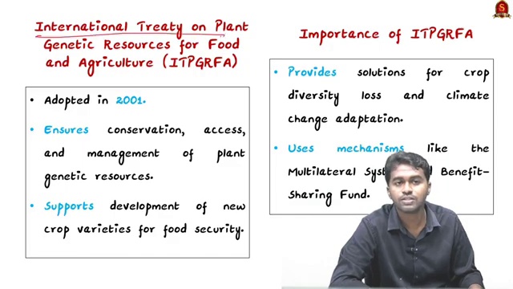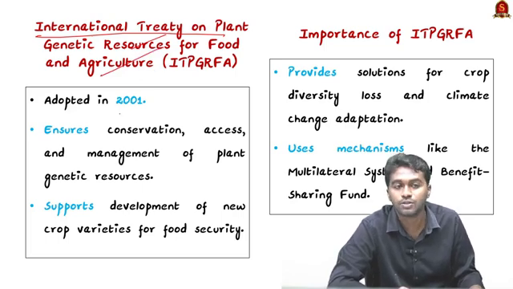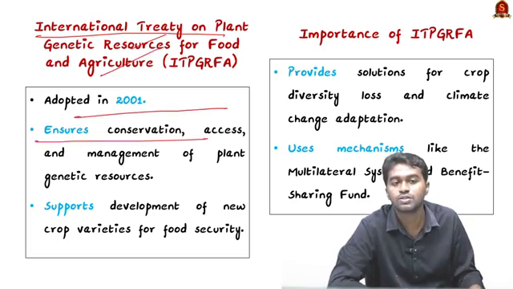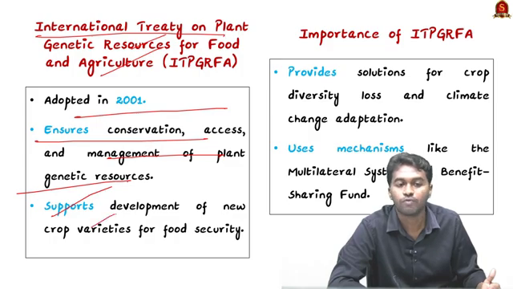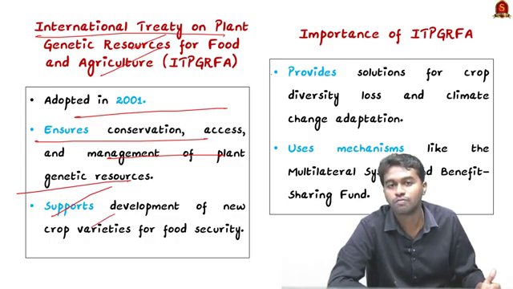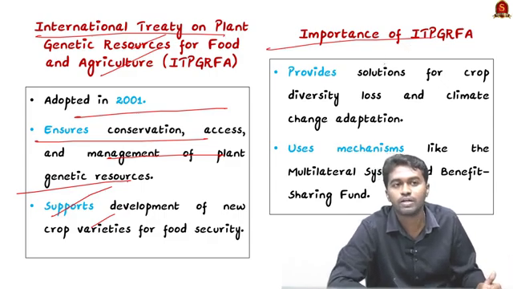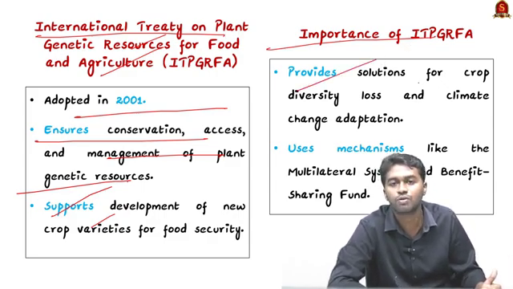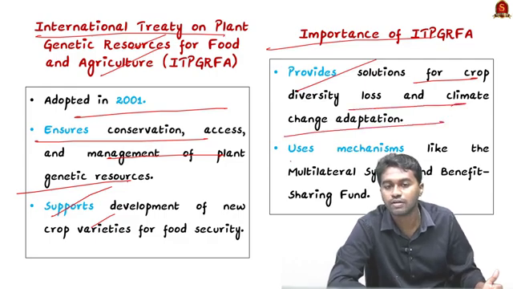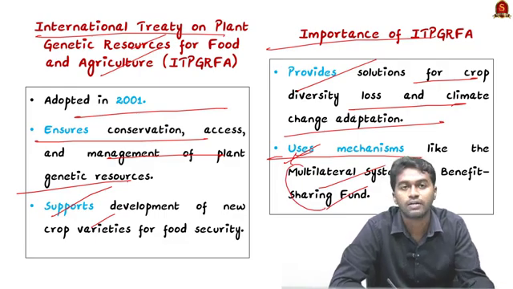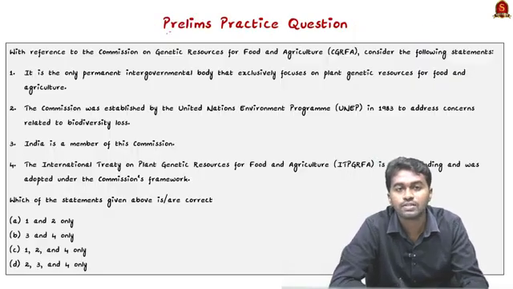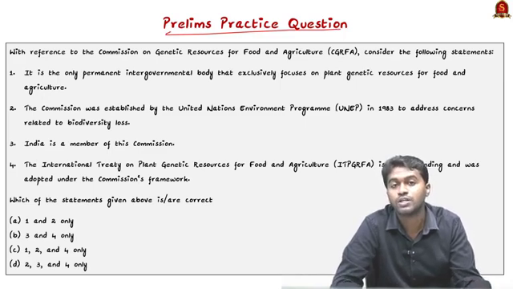Related to this organization, we have a treaty, that is the International Treaty on Plant Genetic Resources for Food and Agriculture. This was adopted in the year 2001, and it ensures conservation, access and management of plant resources, and it also supports the development of new crop varieties for food security. Coming to the importance of the treaty, it provides solutions for crop diversity loss and climate change adaptation, and it also uses mechanisms like the multilateral system and the benefit sharing fund to address problems like climate change and the loss of biodiversity. So in this topic we discussed the Commission on Genetic Resources for Food and Agriculture.